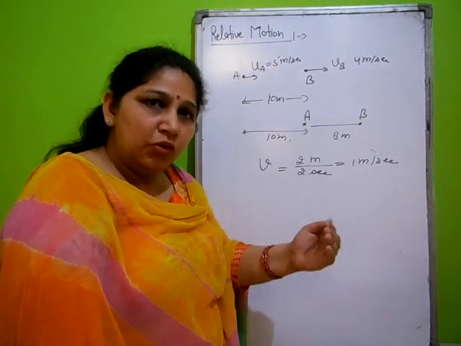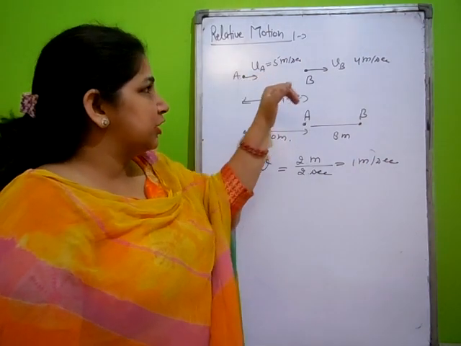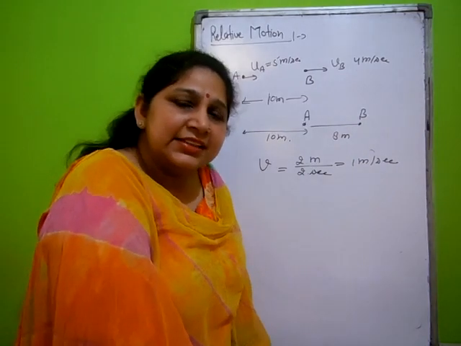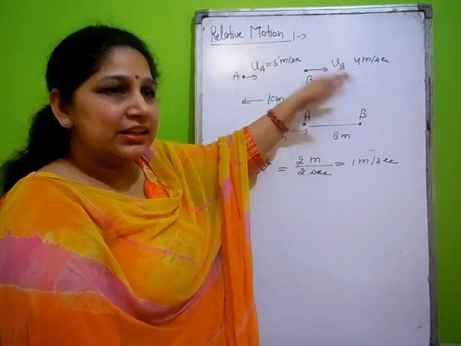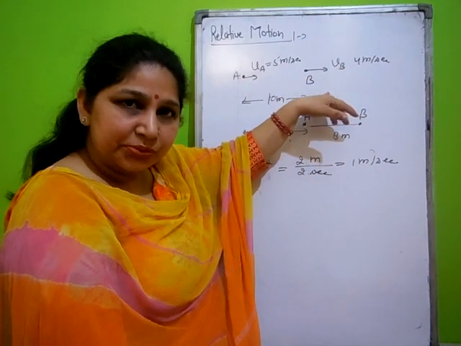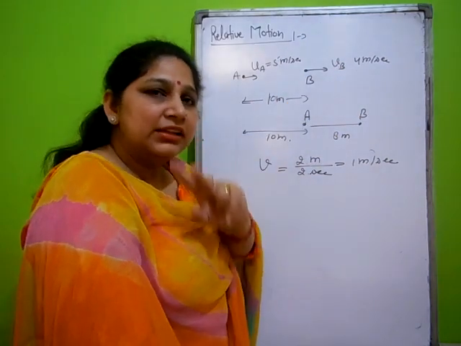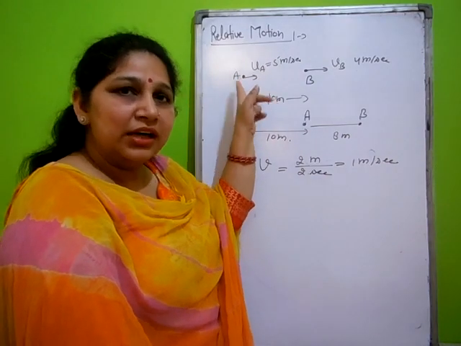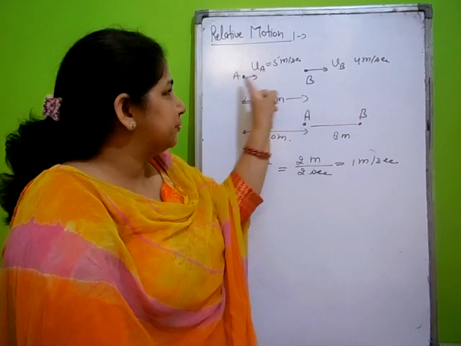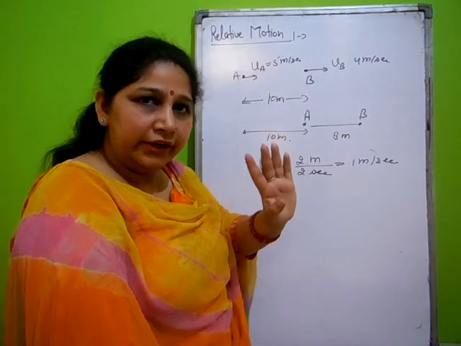Meaning both are moving. If one object is moving and the second is at rest, then the object is moving with respect to earth as well as with respect to this object. If both are moving, the velocity will be different, as the velocity with respect to earth will be different from the velocity with respect to this object. Got it?